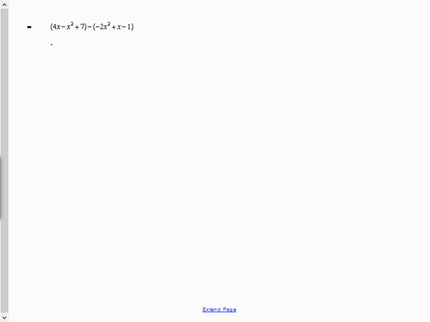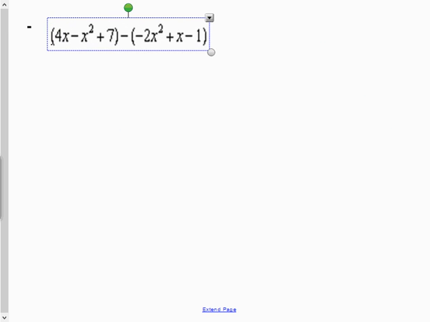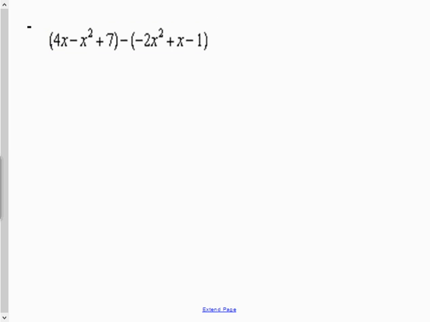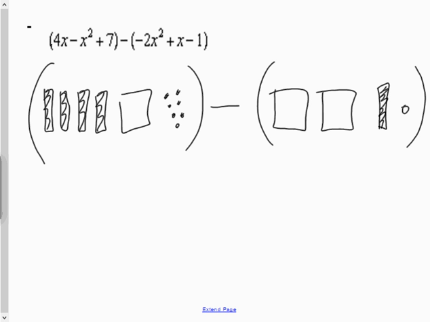In your next question, you are dealing with the addition/subtraction of polynomials. In this case, the subtraction of polynomials. If I was to draw this, so if I was to draw it, this is what the picture would look like. 4x and negative x squared and positive 7. Take away negative 2x squared plus x minus 1.